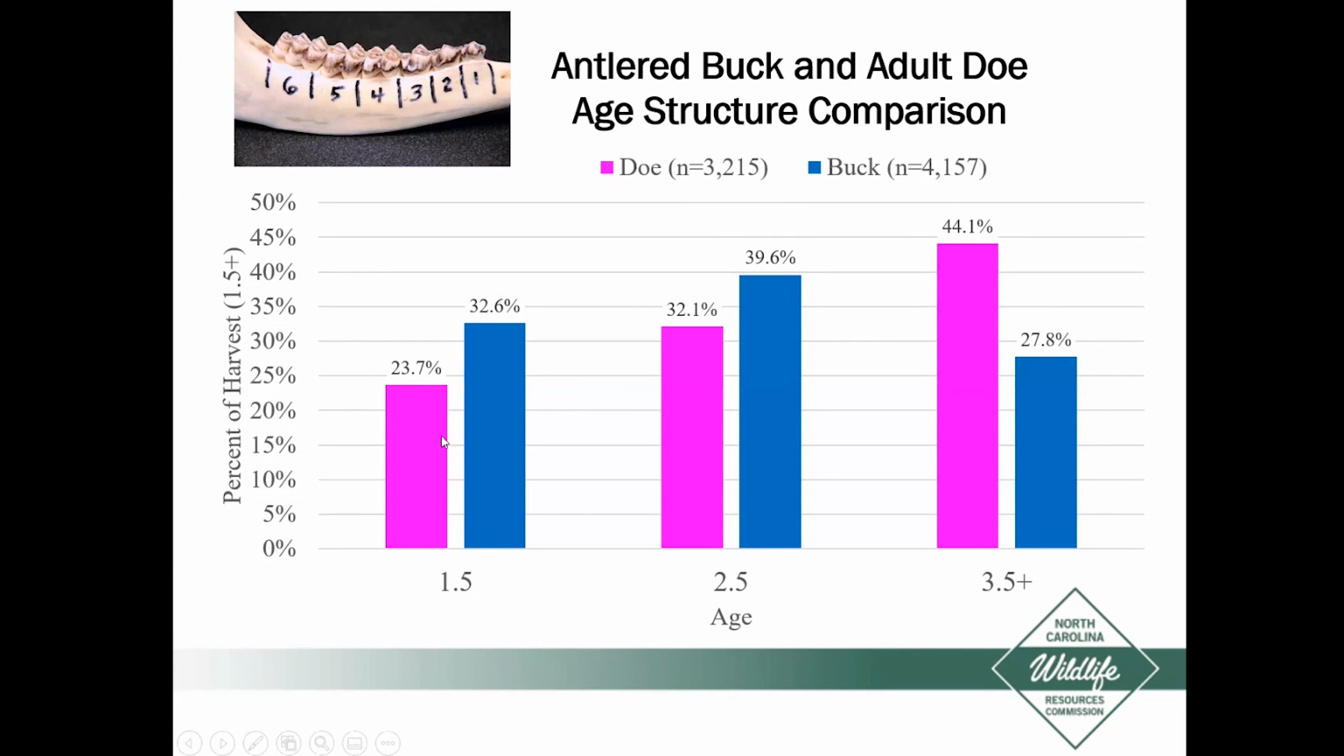Our metric for determining whether or not we're meeting our doe age structure objective is we want to see between 25 and 35% of our adult does in this 1.5 year age class. And you can see we're close to meeting that objective, falling a little bit short of that, which could be an indication that either our fawn recruitment rate is less than ideal, or it could be an indication that we're not harvesting the female segment of the herd to its fullest potential.